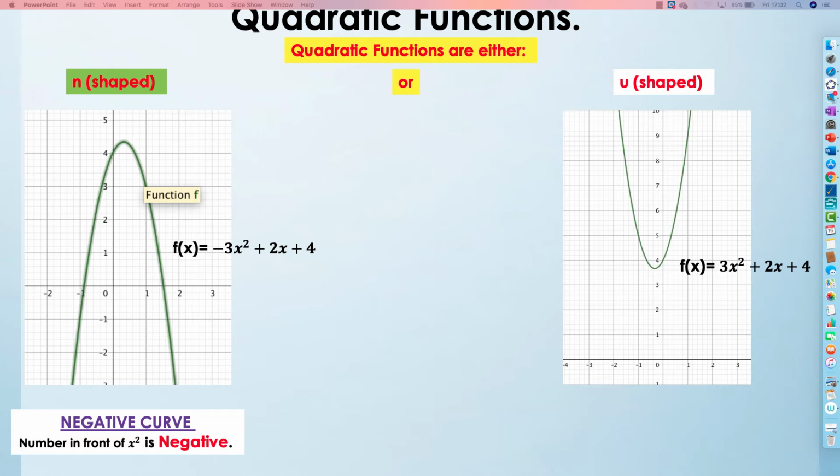So the way you remember it, if it's negative, it's N for negative. Does that make sense? N for negative. If it's a positive number, it's positive. There's an imaginary U inside the word positive, if you spell it the way I spell it. Alright? So, N shape for negative, U shape for positive. So, they are two different things.